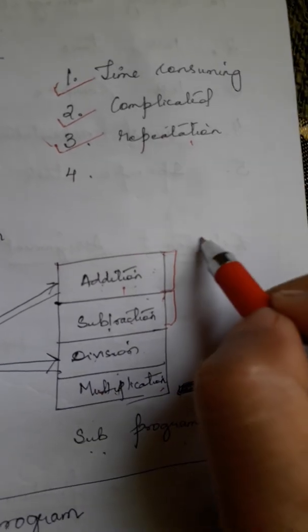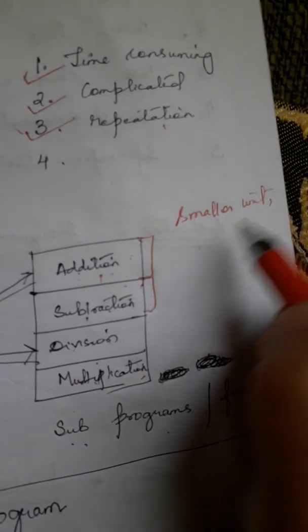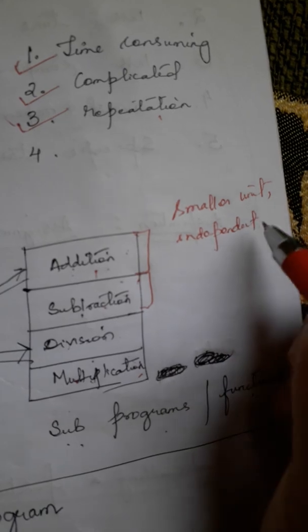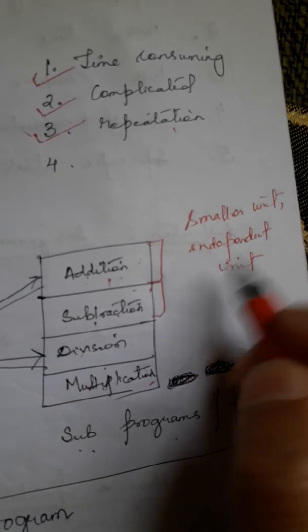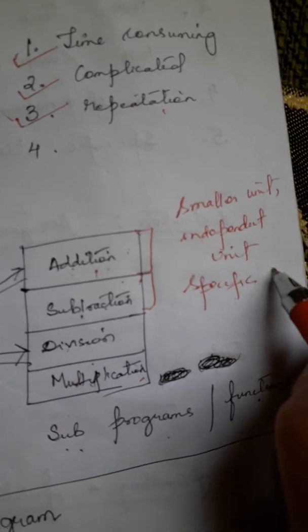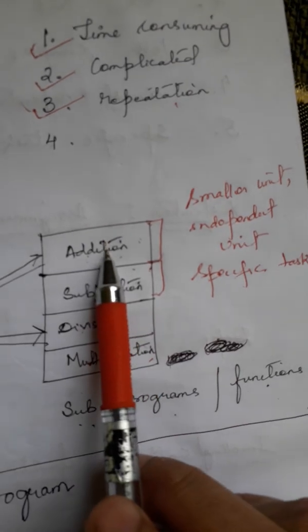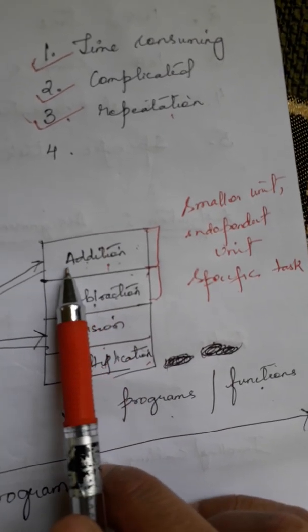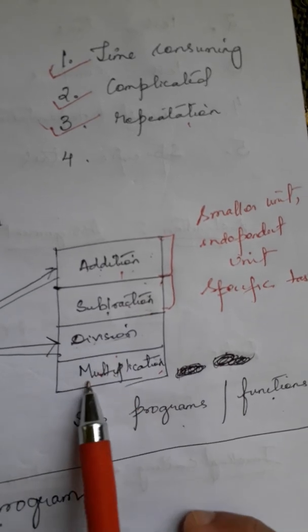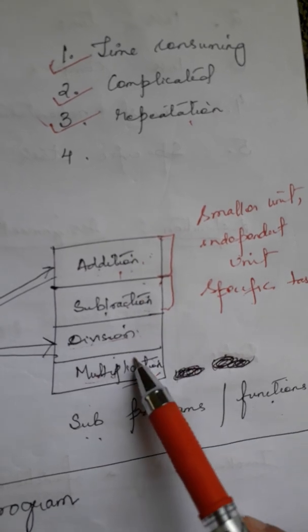So these are smaller independent units, and they are designed to carry out some very specific tasks. Addition is designed only to perform the addition operation. Subtraction only to subtract numbers, division only to divide numbers, and multiplication only to multiply numbers. Now these are four independent units.